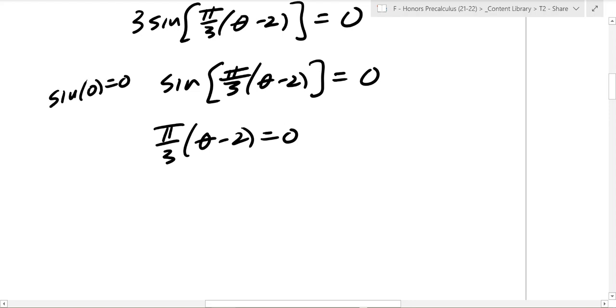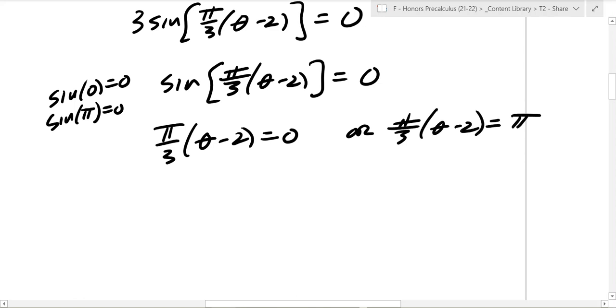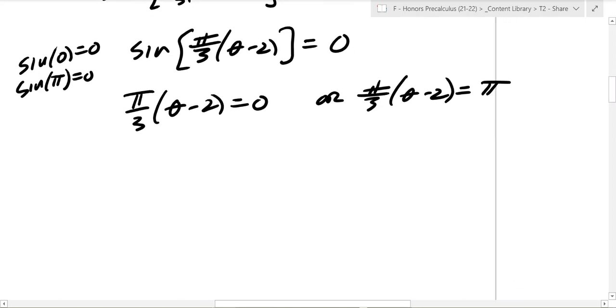So that's the first one. But we also know the sine of pi is equal to 0 also. So pi over 3 times theta minus 2 has to equal pi. So those are the two options we have. But keep in mind we need to add in the period multiples for sine.